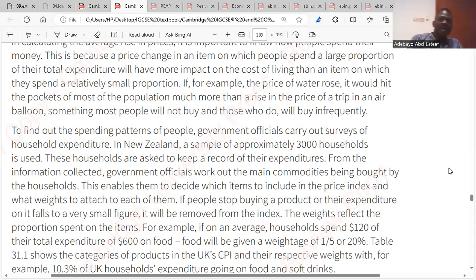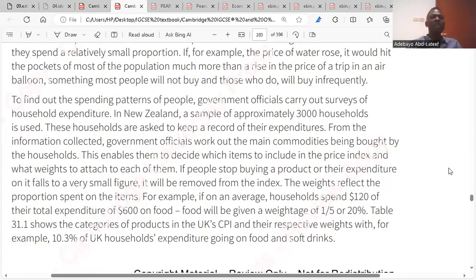So if you have to weigh the product, it has to be based on how much more they buy of that product. So those products that people stop buying, you take away from your price index because it's not going to have any effect or impact when you're calculating your consumer price index. Yes.